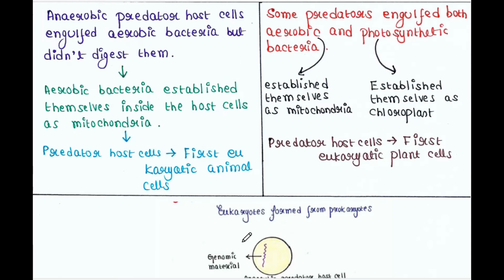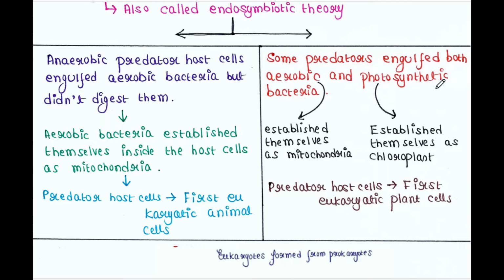Let's see the text. Some predators engulfed both aerobic and photosynthetic bacteria. Aerobic bacteria established themselves as mitochondria and photosynthetic bacteria established themselves as chloroplasts. And the predator host cells were the first eukaryotic plant cells.